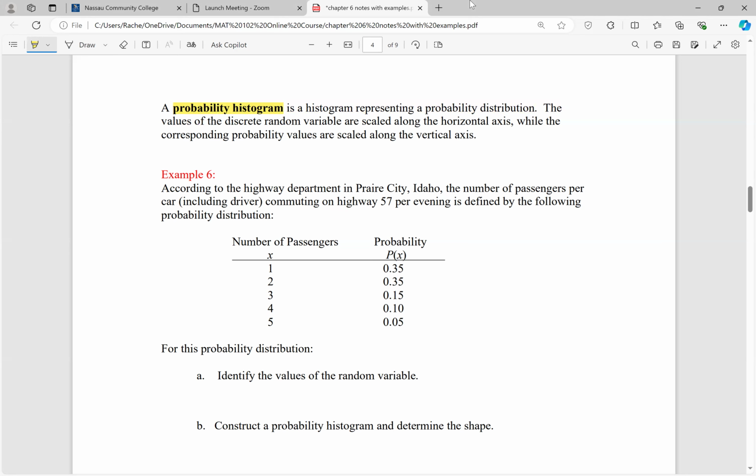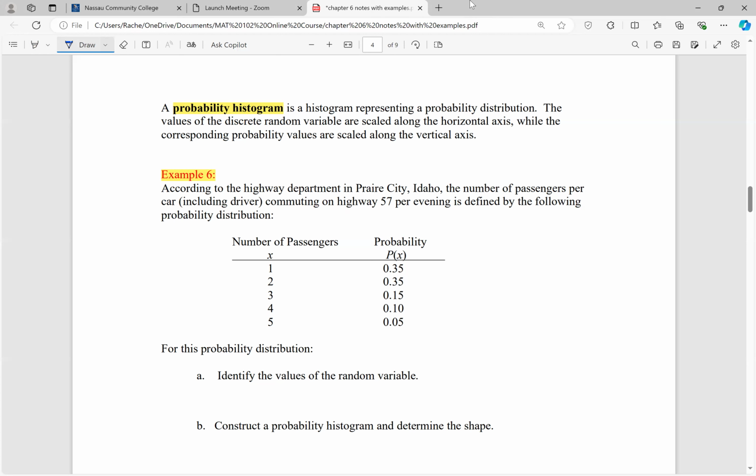And the values of the discrete random variable are going to go along the horizontal axis, while the corresponding probability values are going to go along the vertical axis. So if we look at example 6, it says, according to the highway department in Prairie City, Idaho, the number of passengers per car, including the driver, commuting on Highway 57 per evening is defined by the following probability distribution.